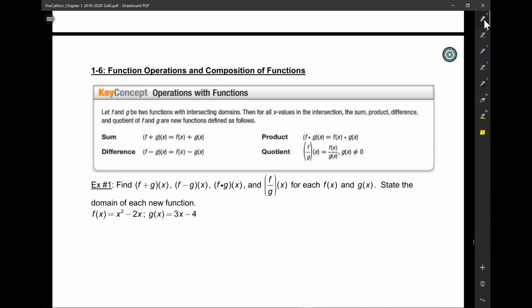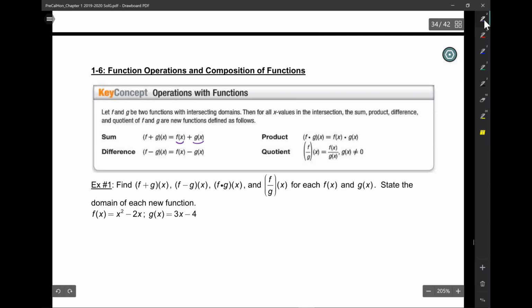All right, so if you have two functions, an f of x and a g of x, there are several operations that you could do with those functions. First and foremost, you can add the two functions to each other, subtract, multiply, and divide them. So when we add the two functions to each other, we can say, take f of x and then add to it g of x. So that'll be f of x plus g of x.